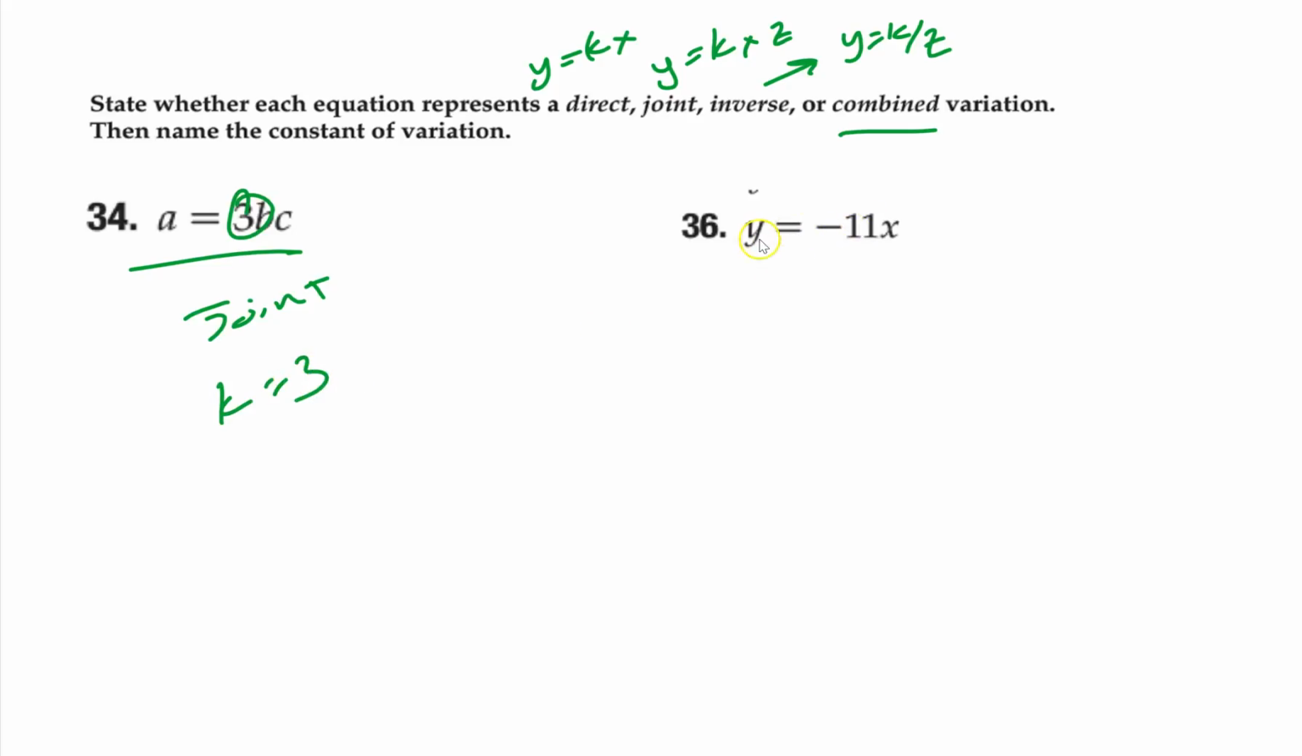And look at this one. Notice how they're both on top, but it's only one thing, so this is direct. And my constant of variation is the 11. And that's it.